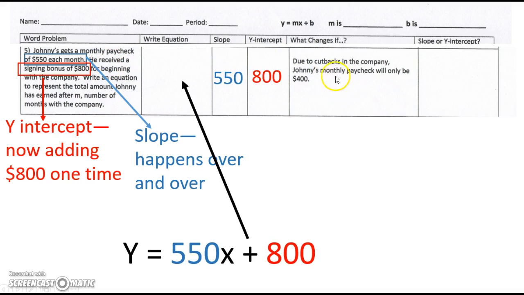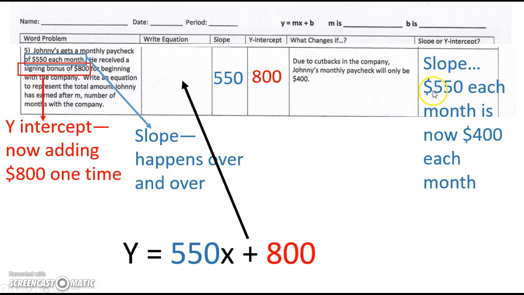Okay, so what if, due to cutbacks in the company, Johnny's monthly paycheck will only be $400? So now you have to determine, is that the slope or the y-intercept changing? So I'm going to go back to the problem. Monthly paycheck. So over here, a monthly paycheck, that's the 550. So instead of 550 now, it's going to be 400. And that 550 was our slope. So over here, it's going to change in the slope. Instead of 550 each month, it's now $400 each month. So your slope would then, instead of 550, it would be 400. Okay, so there you go.